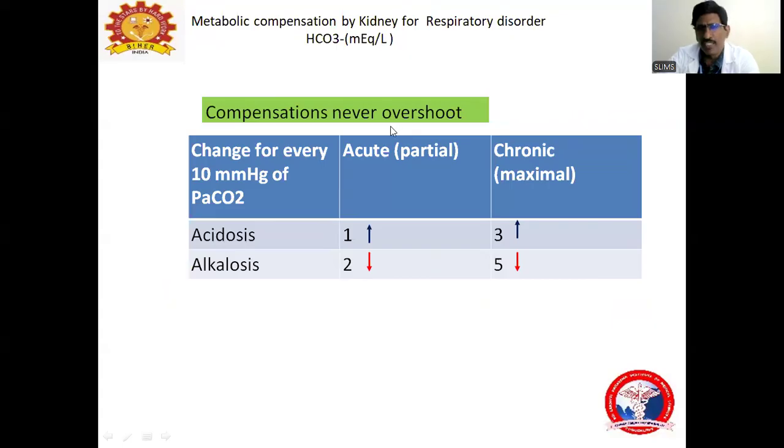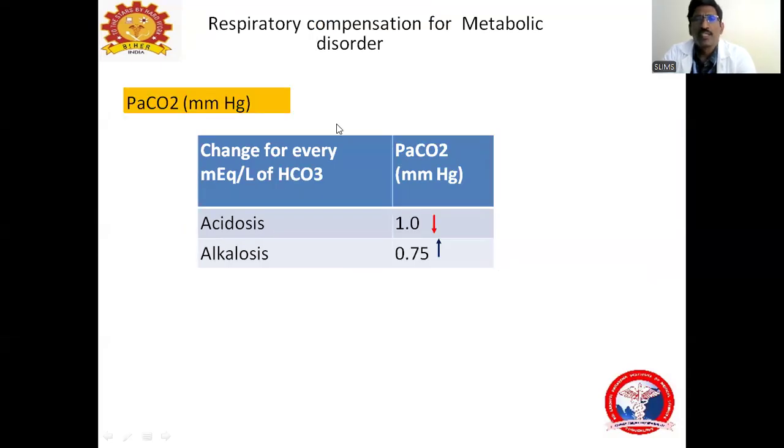One thing we should understand is that compensations never overshoot. So don't diagnose abnormal conditions. How to understand the difference between acute and chronic? 1, 2, 3, 5. Instead of 1, 2, 3, 4, remember this as 1, 2, 3, 5. In acute respiratory acidosis, we expect that for every 10 mm of mercury of carbon dioxide, the bicarbonate change expected is 1. So similarly 2, 3, 5. Now going to the examples.